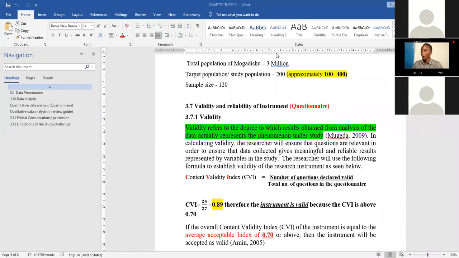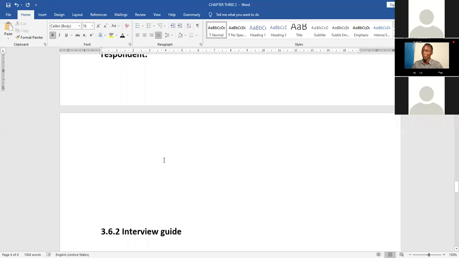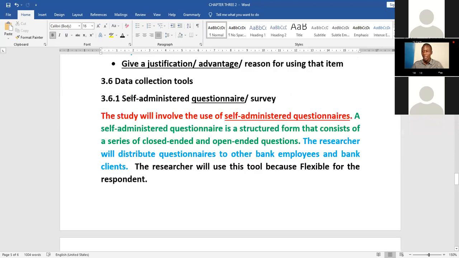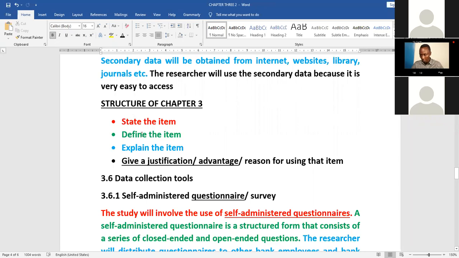Okay. So let us continue. Let me see. We had stopped on... Yes. So let us go to another tool, which is the interview guide. We are supposed to apply the same method: state the item, define the item, explain the item, and then give a justification.